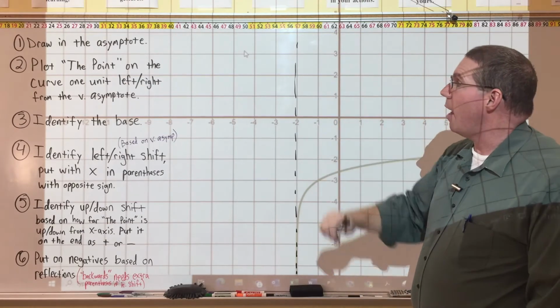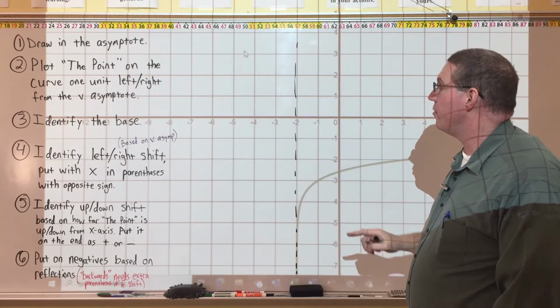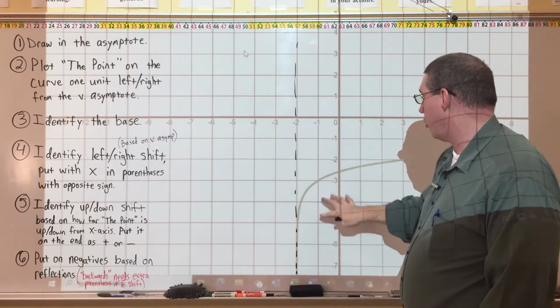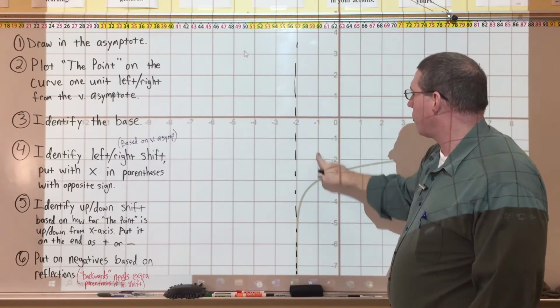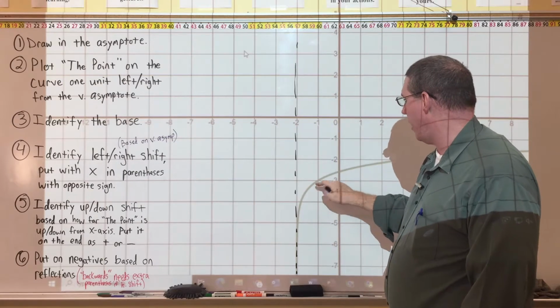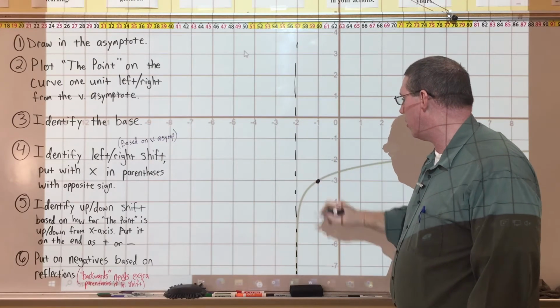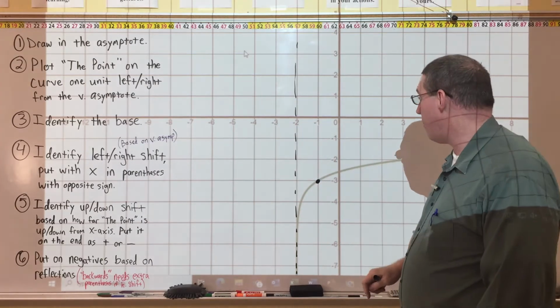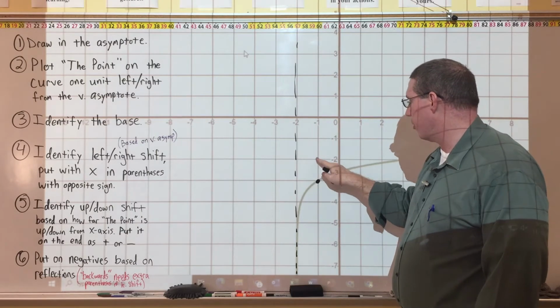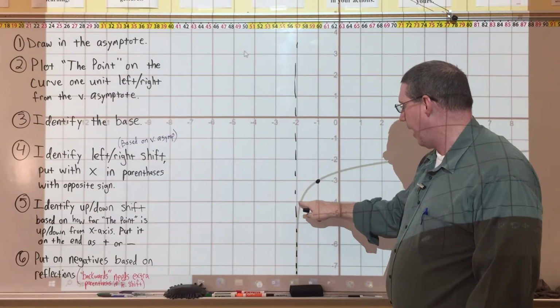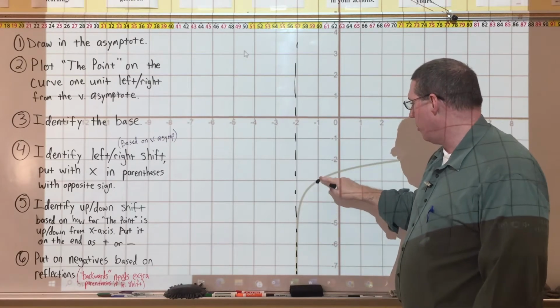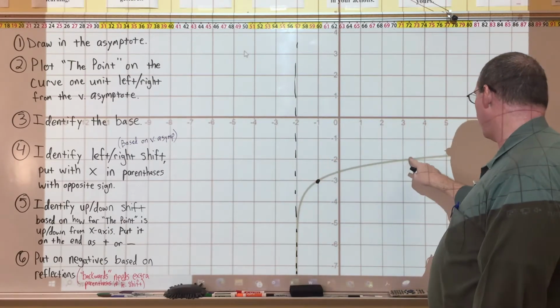Okay. Plot the point on the curve 1 unit to the left or right. Well, the curve itself is on the right, so we go 1 unit to the right of the asymptote and down to the curve, so that's the point right there. Identify the base. To identify the base, we're either going to go 1 unit up or 1 unit down, but we want to be between the curve and the asymptote, so we're not going to go down. We want to go up, between the asymptote and the curve all the way over here.